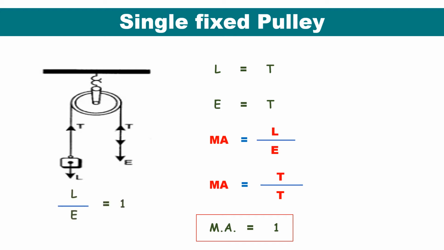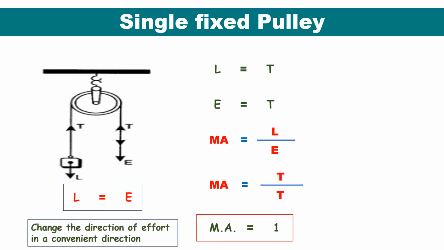Now, mechanical advantage is 1, that means load to effort ratio is 1. So that means load is equal to effort. If load is equal to effort, suppose the load is 500 Newton, we have to apply 500 Newton of effort to lift the load. Then why is this kind of pulley used? It is used to change the direction of effort in a convenient direction.